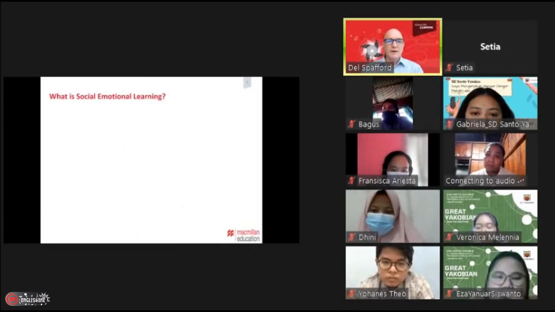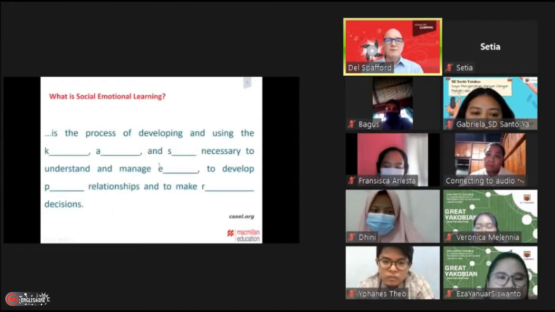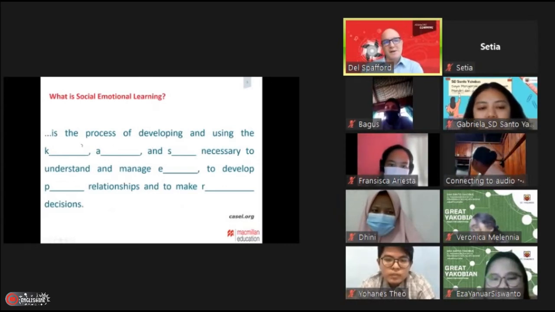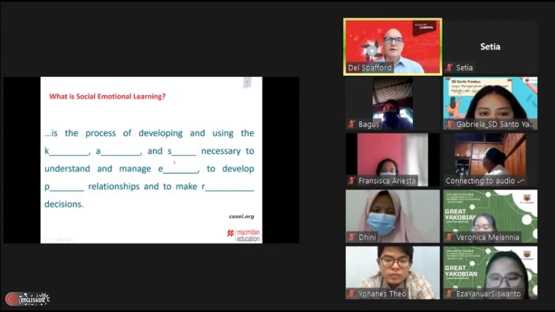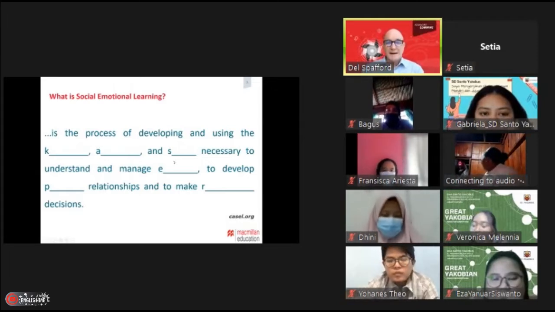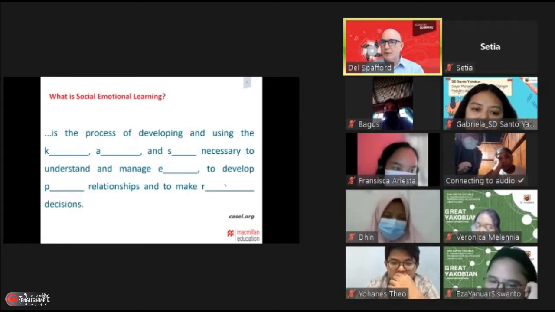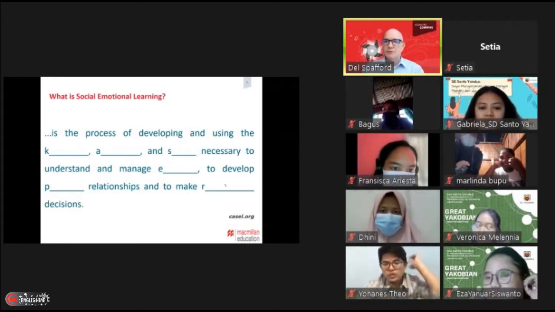So let's have a look at my definition and see if you can fill in the gaps. It's the process of developing and using the K, the what, the A, and the S necessary to understand and manage E. Any ideas that you've got there? Let's see if you've got the word there. Okay, this word hasn't come up on any of your definitions.